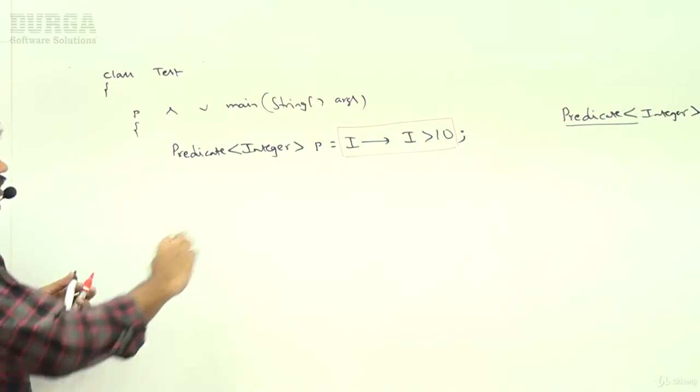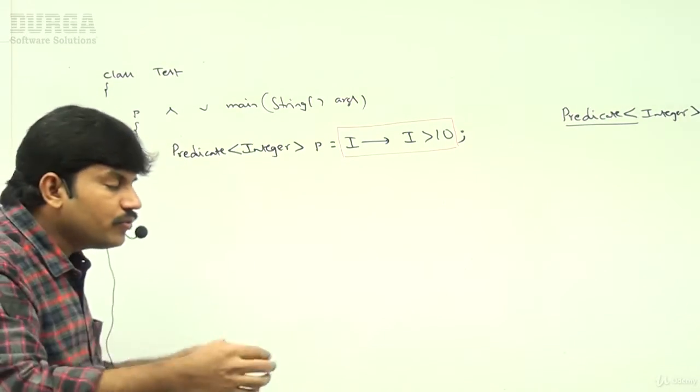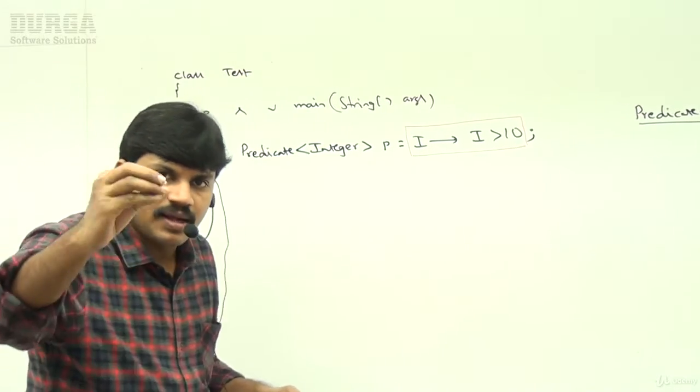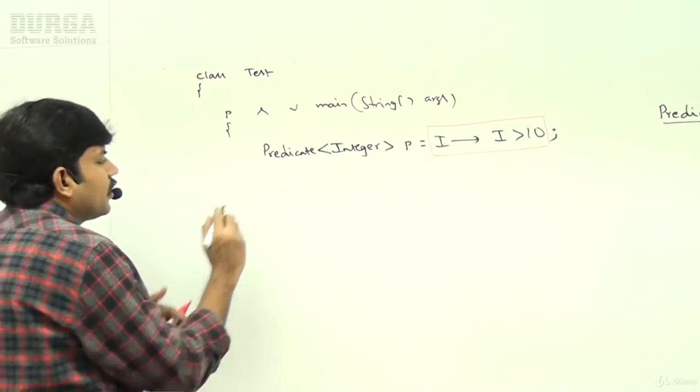Now I want to use this predicate to check whether my given number is greater than 10 or not. How can I do that?